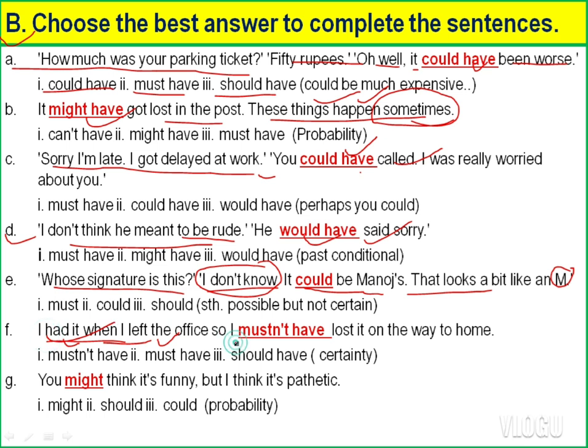So why is that, I must not have lost it on the way home. Maybe I must not have lost it on the way. So I took it. And the last one, you might think it funny. You may think it is funny, but what do I do? Even as I think it is pathetic. So these are about the questions B.